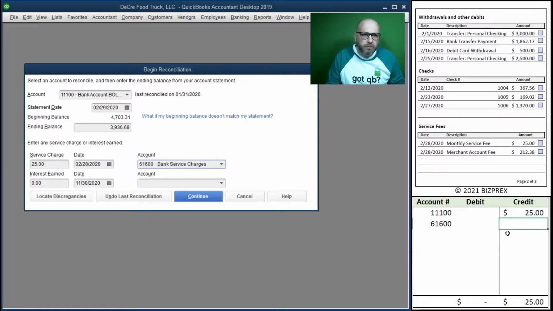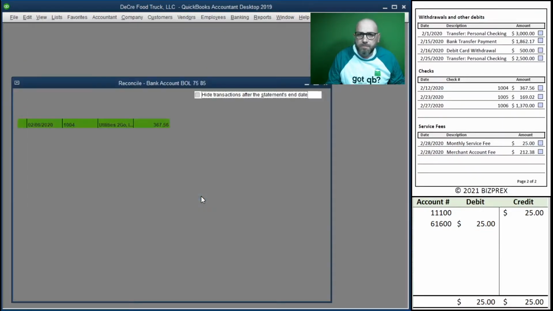So we're going to enter it right here. And our expense for bank service charges goes up as well. And expenses go up through debits, right? So what's going on in this interface? This transaction right here, although this amount is entered only once, impacts both accounts, right? It impacts 11,100 right here, and it serves as a credit, and it impacts 61,600, and it serves as a debit for that account. So let's go ahead and click continue.